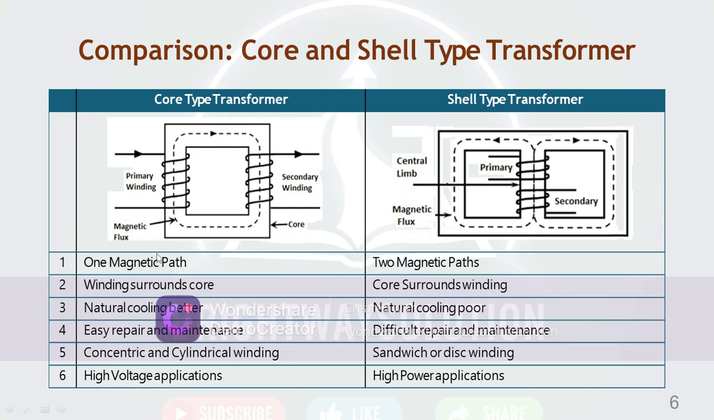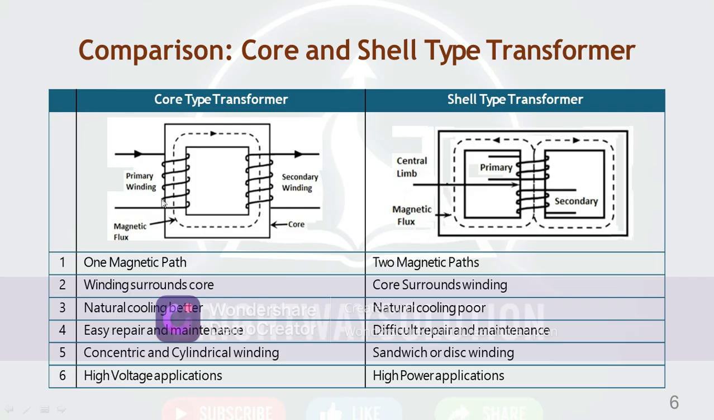Magnetic flux is transferred through the core. So there is one magnetic path in this, and there are two magnetic paths here. The main winding path starts from this way. The core is traveled by the flux here, and also here the core is traveled by the flux. In the core type, the winding surrounds the core, while in the shell type, the core surrounds the winding.